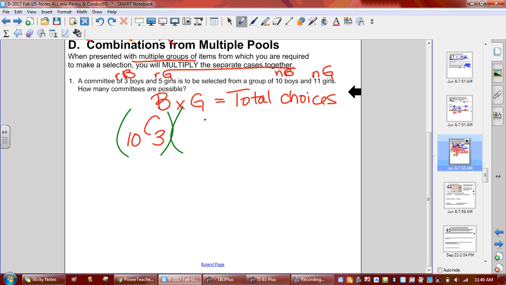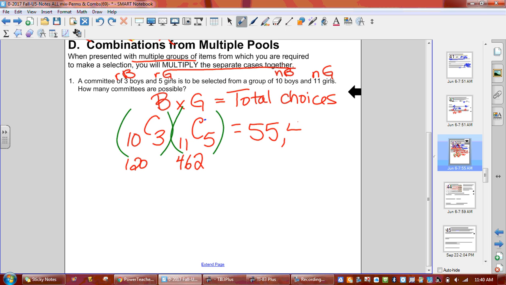11 girls, choosing 5 of them. This guy's going to give us 120. This guy's going to give us 462. And that's going to give us a total of 55,440. Please check your work in your calculators. I want to make sure you get the same thing I do.